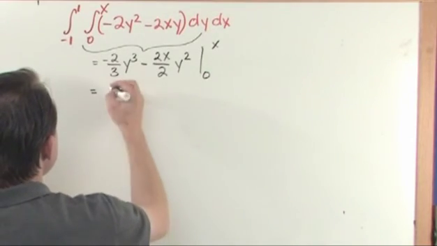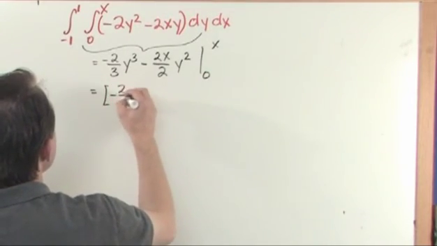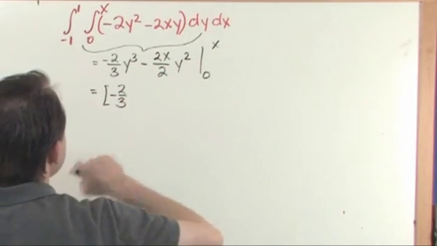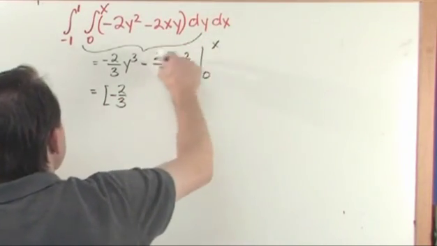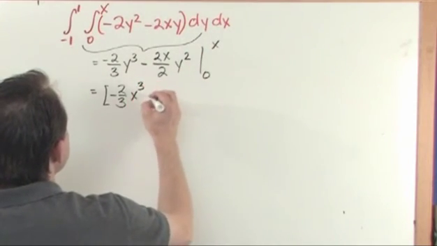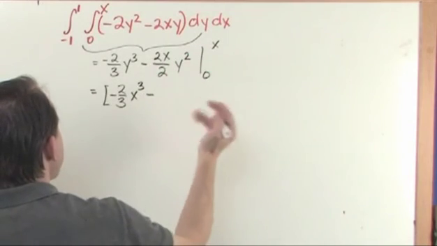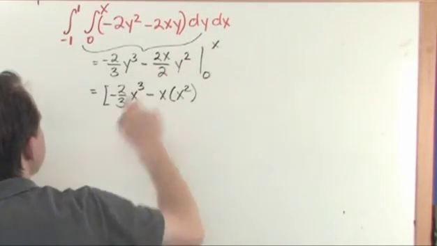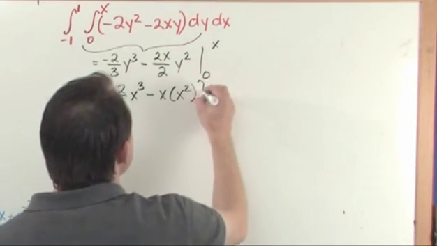What we're going to have here is negative 2/3, and then plugging x into y here, because we're integrating along y, so every limit of integration must be plugged into y. What we're going to have is x cubed, minus 2 over 2 is simply 1, so we'll have x times x squared, plugging x into here. And that's the first thing.